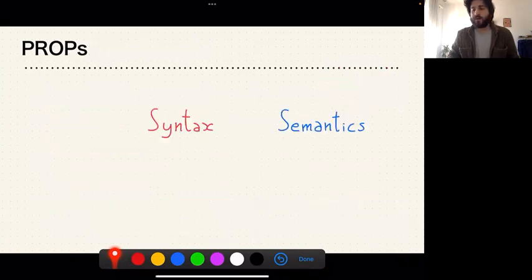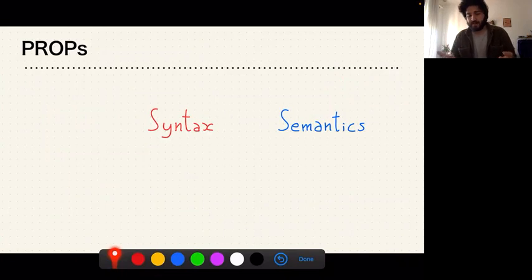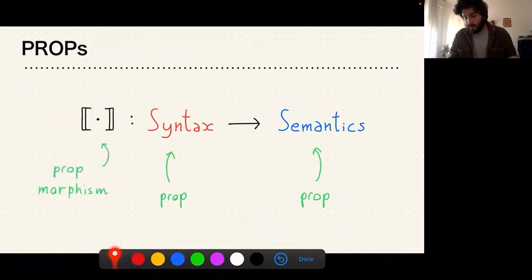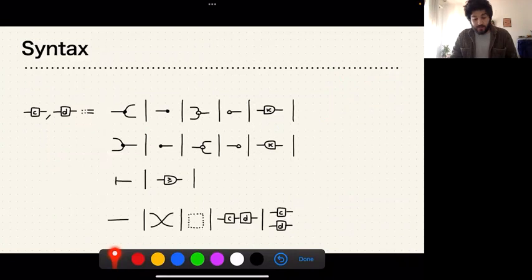In our approach, we establish a syntax and a semantics in terms of two categories, and specifically two props. The semantic interpretation is a functor between these two props, and so a prop morphism. So let's move to the syntax.